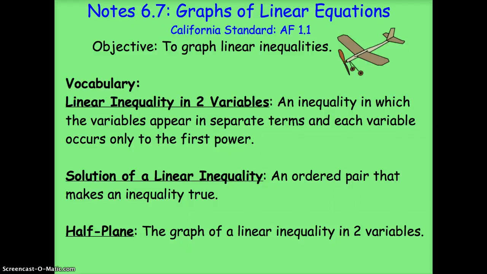So that's just going to be whatever you get for your answers, your ordered pair, your x value, and your y value. A half plane is a kind of a different one. It is the graph of the linear inequality in 2 variables. Because you're going to be doing some shading on these graphs, the half plane is going to be either the side that you shade or the side that you don't shade. And again, I'll be explaining that in just a few.